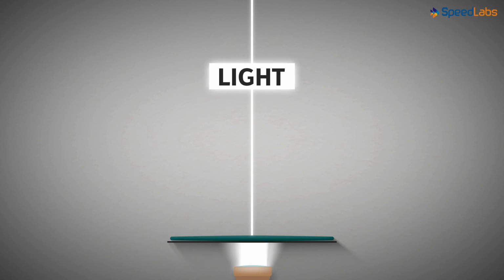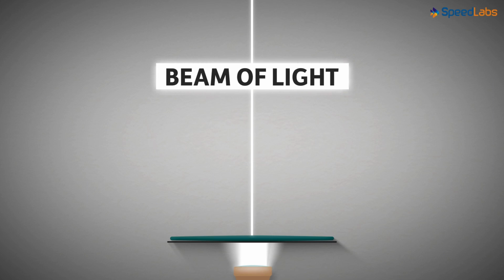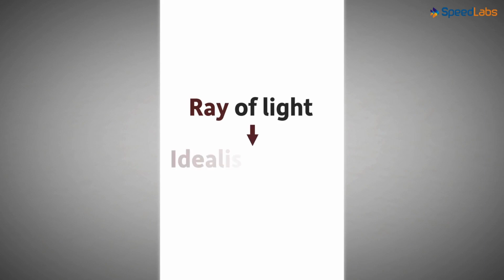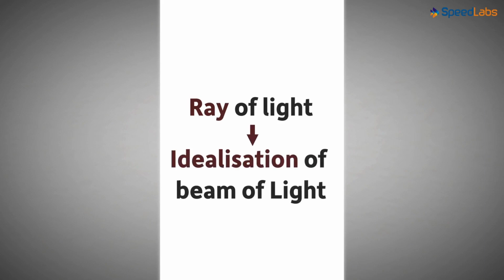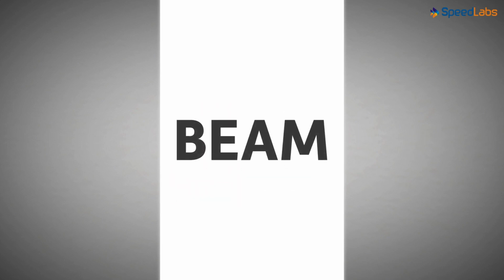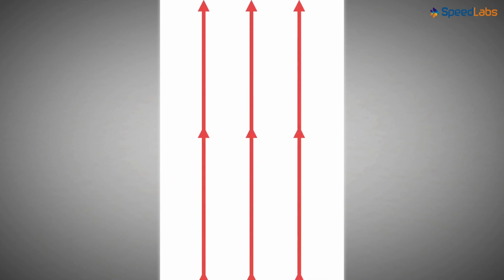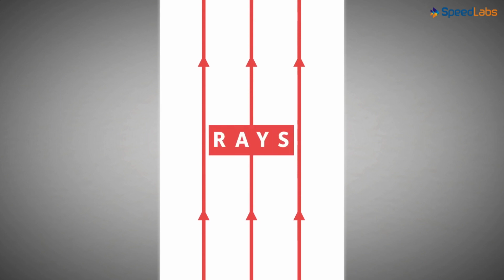Notice that what you're seeing on the paper is a beam of light and not a ray of light. As I said in our previous videos, a ray of light is just an idealization of a beam of light. What you see on your screen is a beam of light, and you can think of it as infinite rays traveling in the same direction. Yes, here most of the rays are traveling parallel to each other in the same direction.